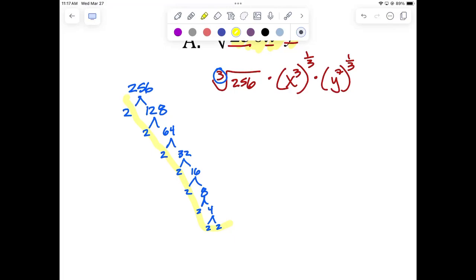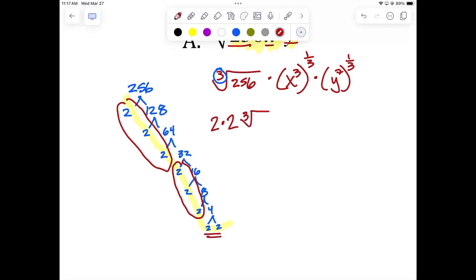I can circle triples of them. So let's circle triples. Here's a triple. So one of those comes on the outside. Here's a triple. One of those comes on the outside. And I have 2 left. So those stay on the inside. So now it's the cube root of 2 squared. All right, that's my first step on the numbers.